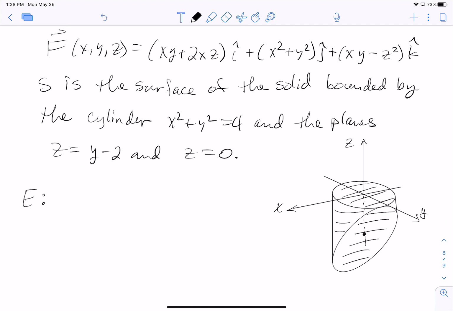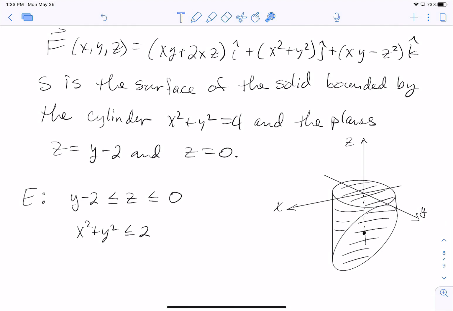And for the region E, we see that z is bounded below by the plane and above by 0. So y minus 2 is less than or equal to z, which is less than or equal to 0. As for the two-dimensional trace in the xy plane, we have that x squared plus y squared is less than or equal to 4. It's that disk of radius 2 on the top surface. That our trace is a disk means we're probably going to use cylindrical coordinates.